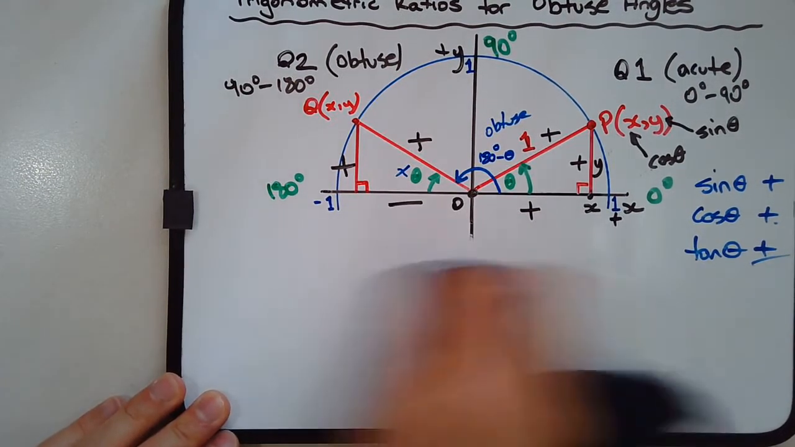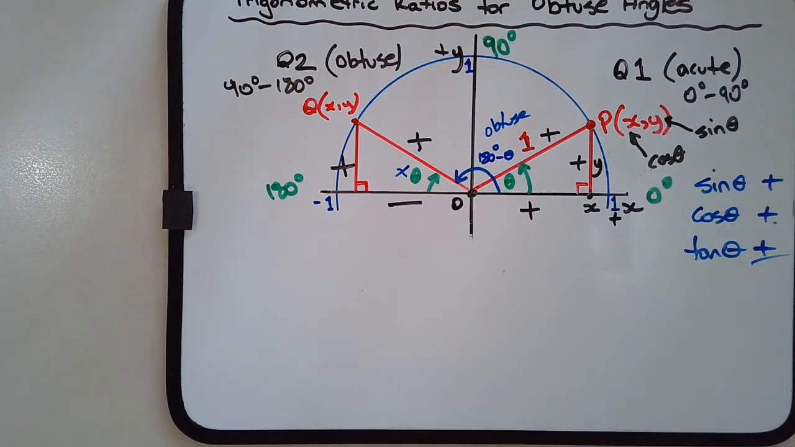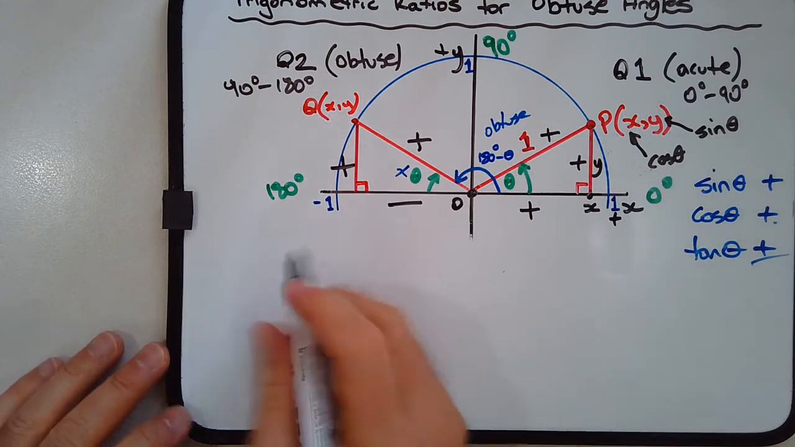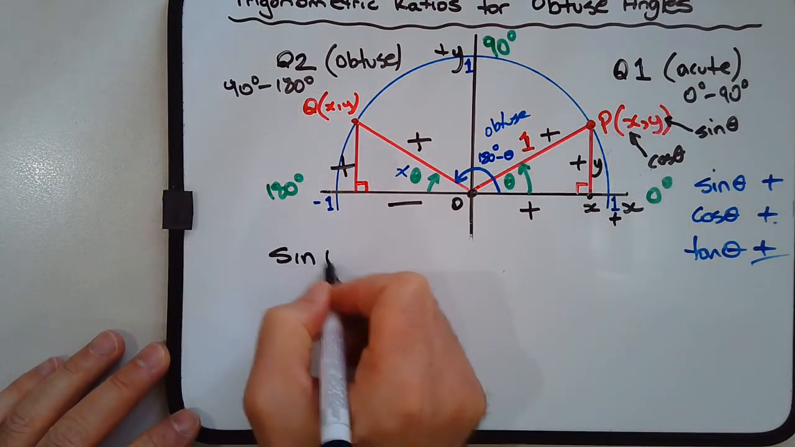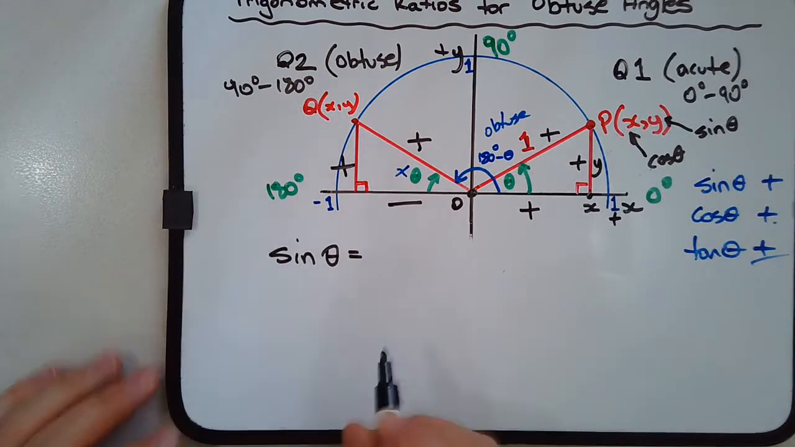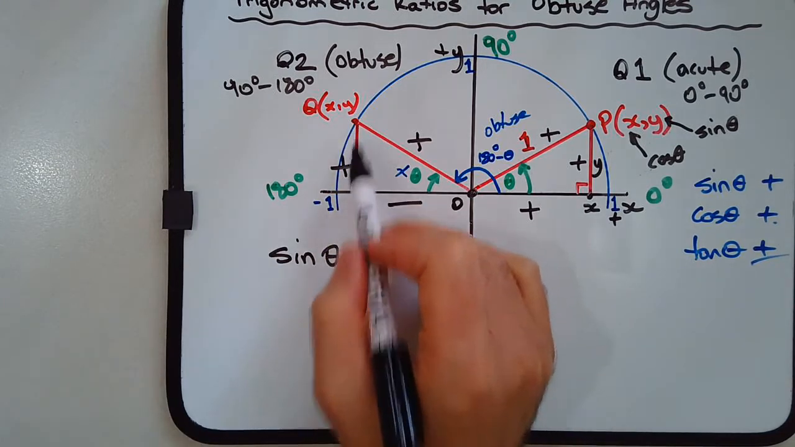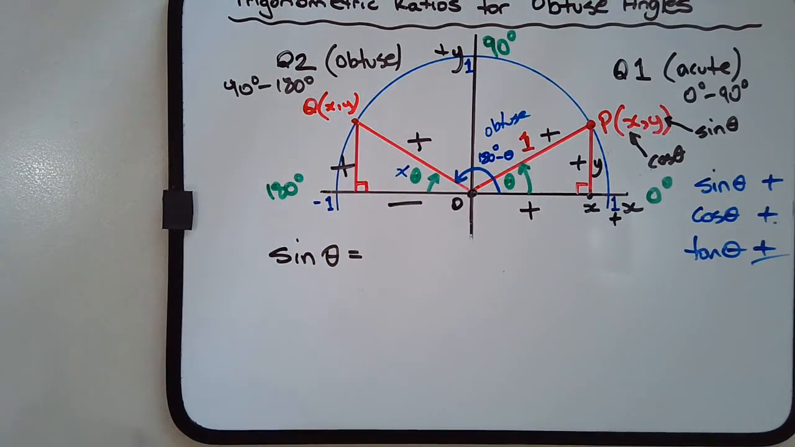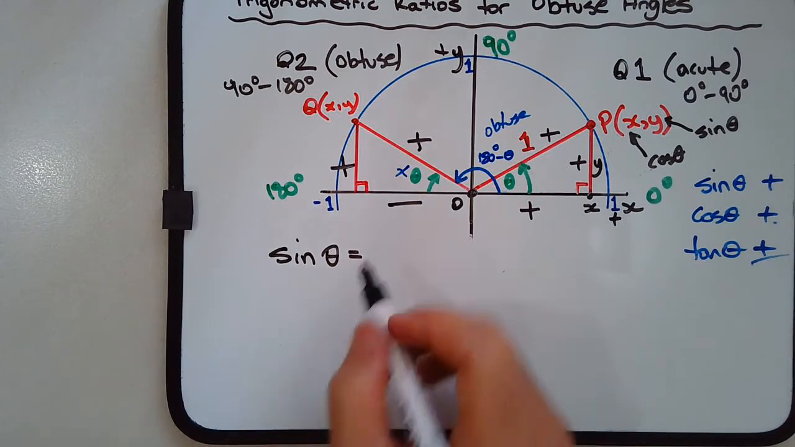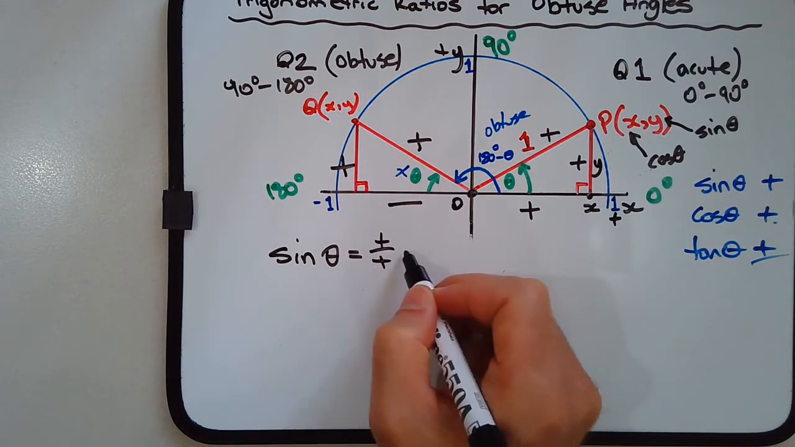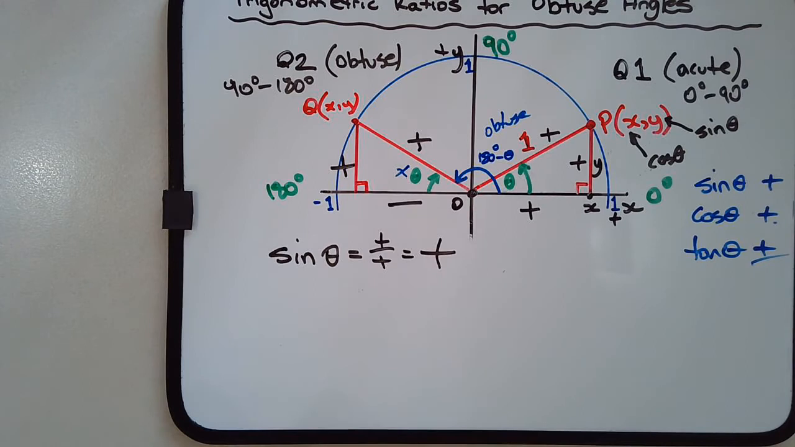All right, let's have a look at the sine, cos, and tan ratios in quadrant 2. Now, sine of theta, opposite over hypotenuse, plus over plus, which is positive.